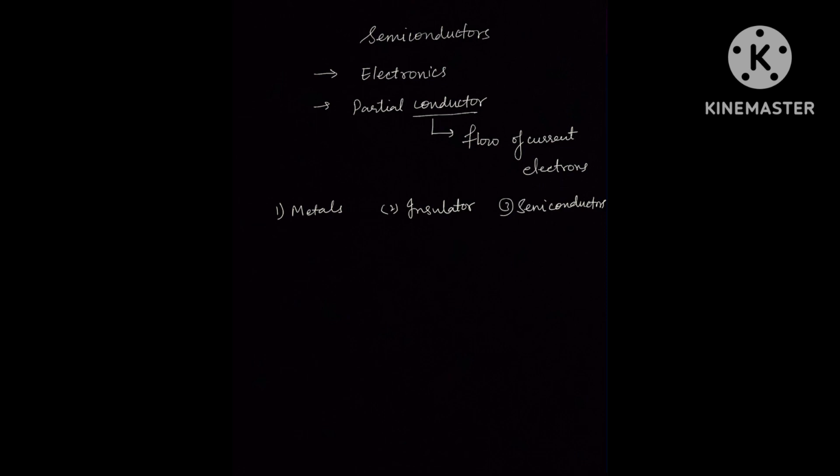For metal, the resistivity is 10 raised to the power minus 2 to minus 8 ohm meter. For insulator, the resistivity is 10 raised to the power 11 to 19 ohm meter. And for semiconductor, as by its name we can say, its resistivity must lie between metals and insulator. So their resistivity is 10 raised to the power minus 5 to 6 ohm meter.